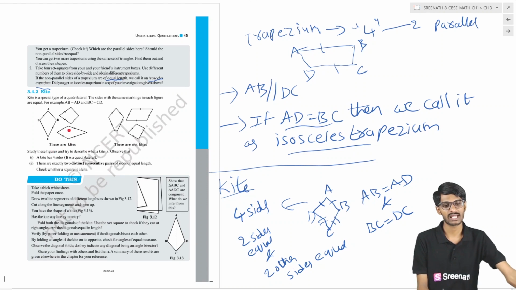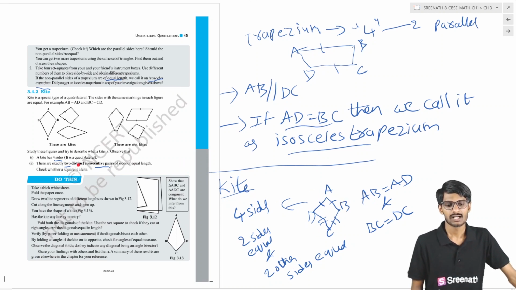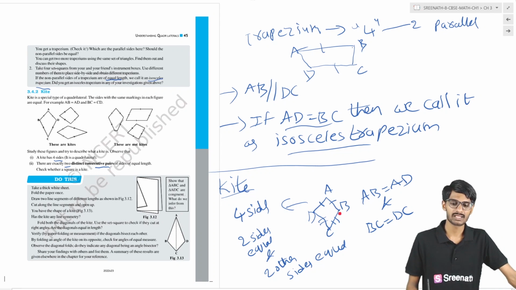So what are the qualifications for a kite is, a kite has 4 sides, so it is a quadrilateral. And another thing is, there are exactly 2 distinct consecutive pairs. So there are 2 pairs, which means they are side by side. So this is one pair and this is another pair. These 2 sides are side by side. 2 distinct consecutive pairs of sides of equal length. So this pair of sides having same length, this pair of sides having same length, and these 2 pairs of lines are consecutive, means which are side by side.